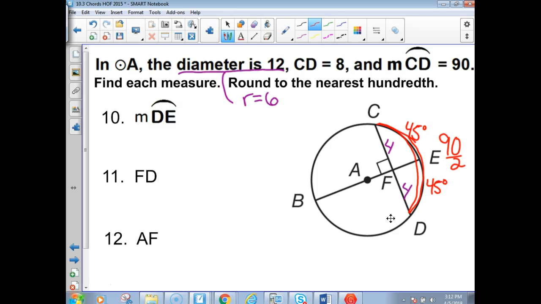Okay, then it says, find each measure, round to the nearest tenth. Well, we just found arc DE. It's 45. It asks, what is FT? Well, we already found that. It's 4.